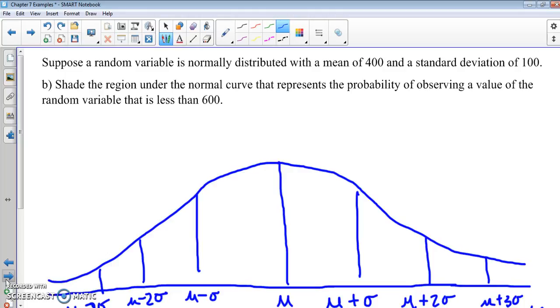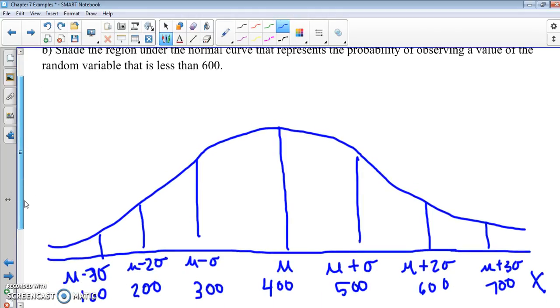So part B here asks us to show the region under the normal curve that represents the probability of observing a value of the random variable that is less than 600. So there you can see I have the curve. I just redrew that over here. So we're talking about less than 600 where the value is smaller than 600. So we're talking about the values to the left. So I'm going to shade from 600 over to the left.